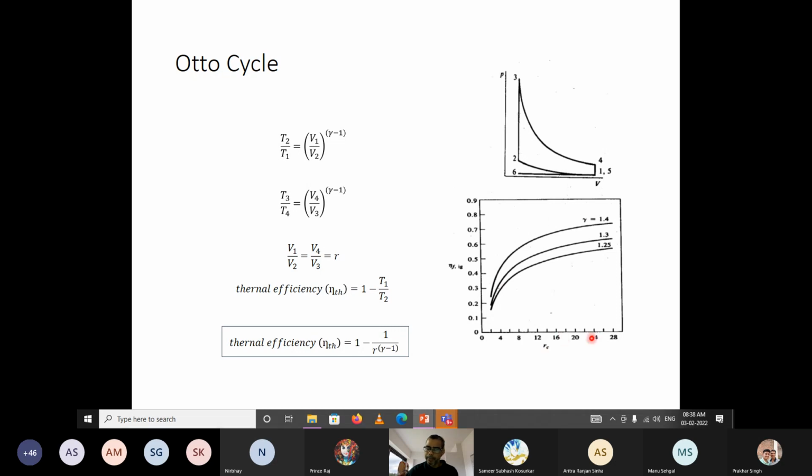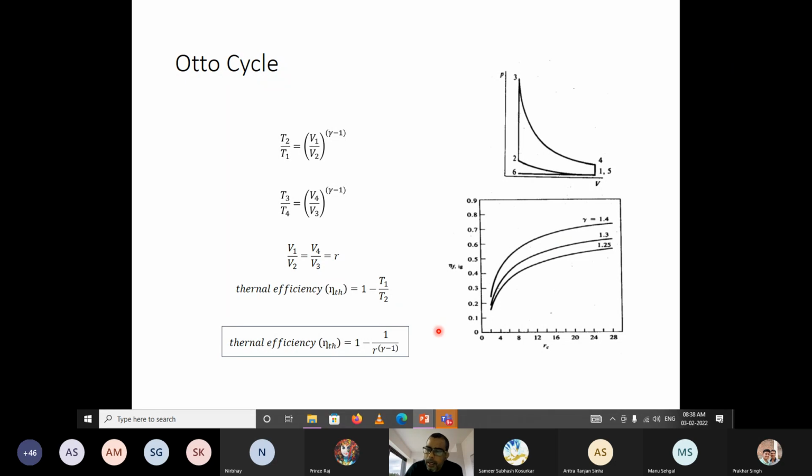With increasing compression ratio, the thermal efficiency of the Otto cycle is increasing. And for a given compression ratio, if we increase the polytropic constant, then the thermal efficiency is also going to increase. That is what this equation is indicating.